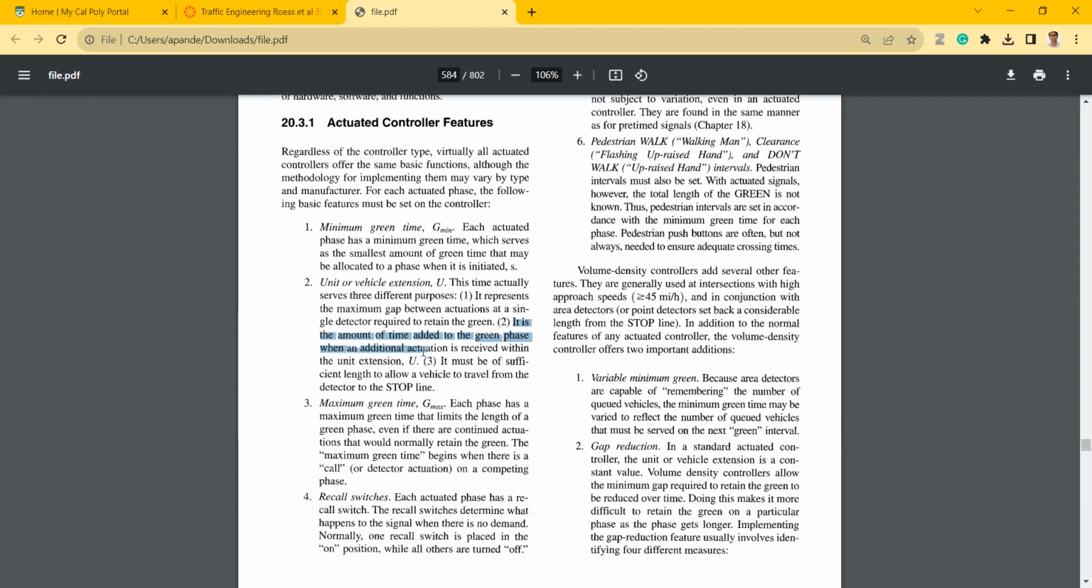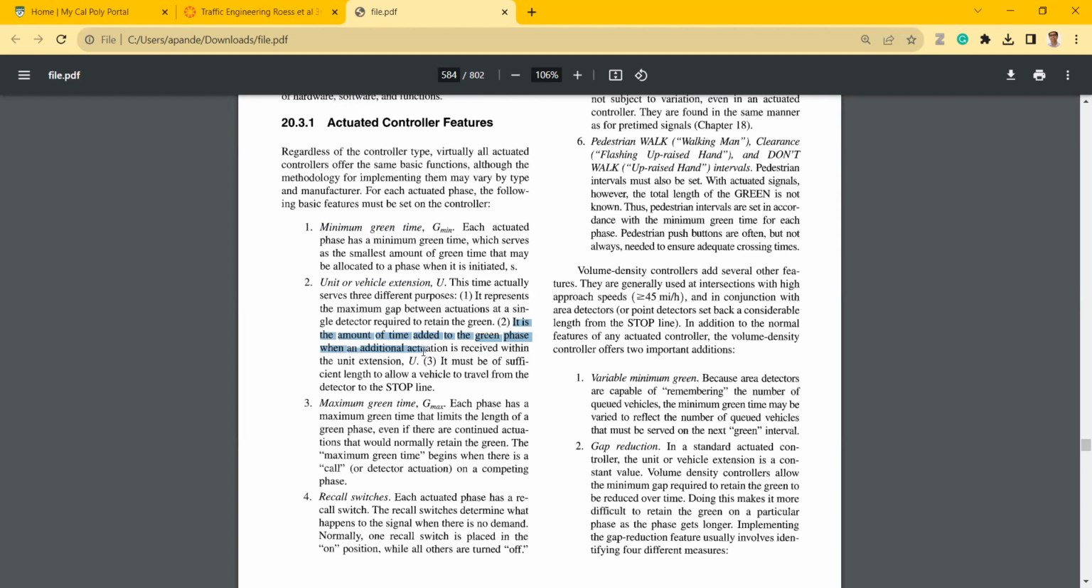Now remember, there are cases where the detectors are not located right at the stop line. We'll talk about those cases. But it's very important to know that our detector may or may not be located right at the stop line. And anytime we provide this unit or vehicle extension, the time that you're extending the green to, the vehicle must be able to travel from the detector to the stop line.